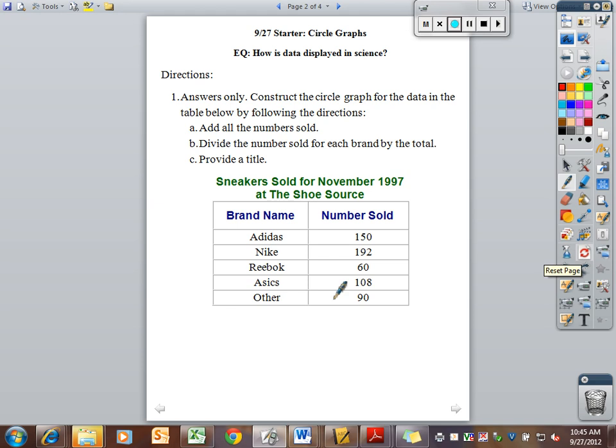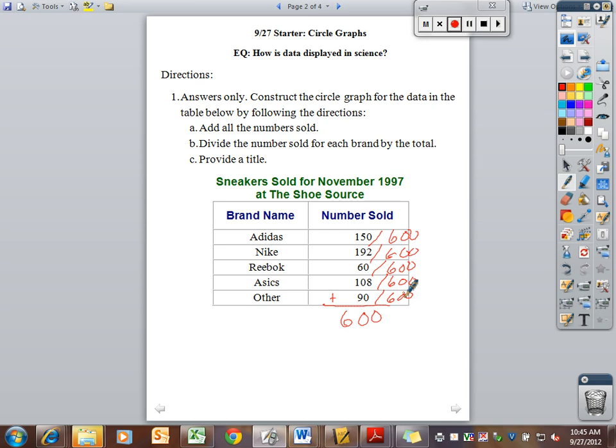We add these all up, we're going to get 600. Then all you do is take every one of those numbers and divide by the 600 to know what percentage each of those slices is. So 150 divided by 600, 192 divided by 600, 60 divided by 600, 108 divided by 600, and 90 divided by 600. If we do 150 divided by 600, we're going to get 25%.